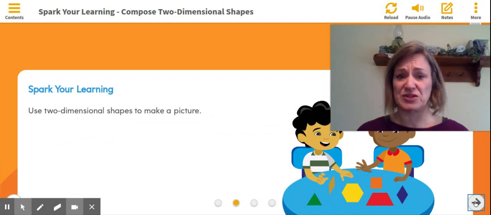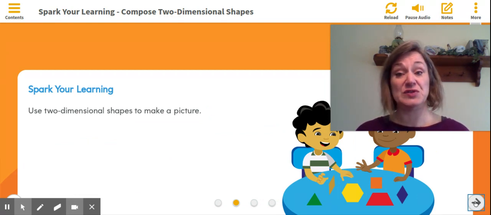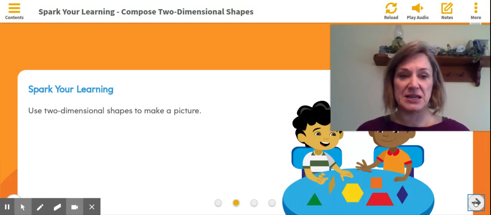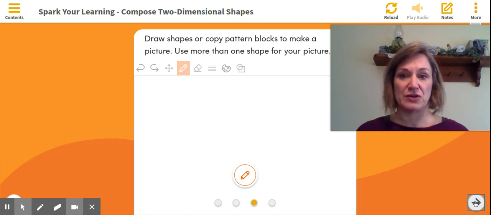So here's your first question that you have on your Spark Your Learning page. Use two-dimensional shapes to make a picture. So this is kind of a fun page. You get to take the shapes that I gave you on that green paper, cut them out, arrange them, and make any type of picture that you would like. And you guys are used to doing this with pattern blocks in our classroom. So you can really explore and make whatever you want.